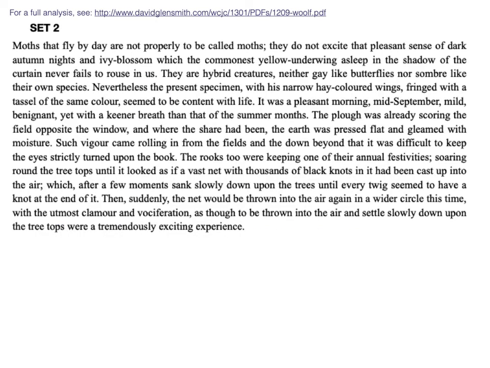Set 2. This is from the reading by Virginia Woolf, The Death of the Moth. The topic. Woolf establishes the main character in this paragraph, a moth that flies by day and seems to be content with life.